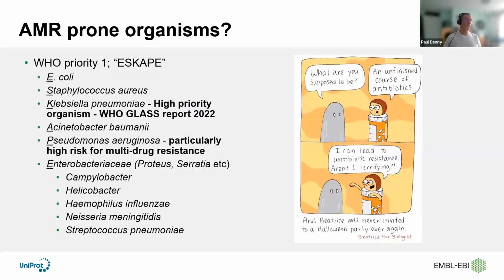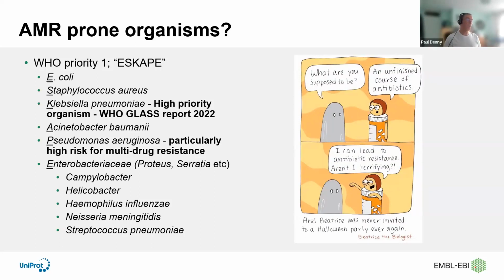Which organisms are important? Well, the WHO has a priority list. Public enemies number one: E. coli, Staph aureus, Klebsiella pneumoniae, and excuse me if I mangle the Latin names of many or any of these species, Acinetobacter baumannii and Pseudomonas aeruginosa. And then a bigger group, the Enterobacteriaceae, which includes a number of species.